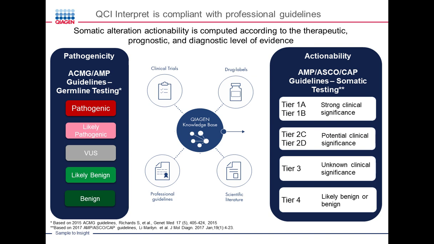So QCI Interpret is compliant with the guidelines for interpreting alterations. The underlying guidelines to assess the biological relevance are based on the ACMG guidelines, and QCI Interpret provides the actionability classification based on the ASCO/CUP guidelines. Because assessing the pathogenicity and actionability of an alteration is time-consuming manual research, QCI is capable of providing you with the QCI computed classification of this alteration.